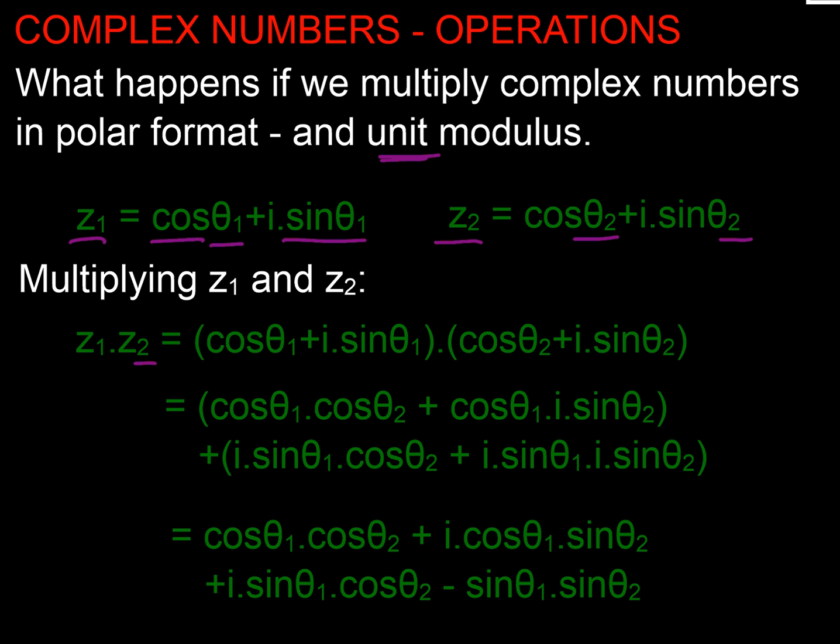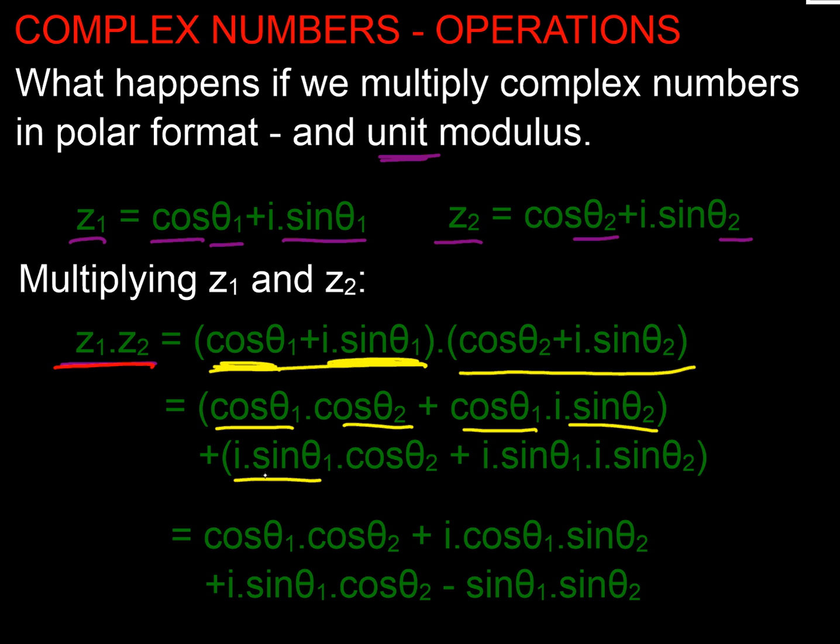Now, if we multiply these two complex numbers together, we end up with our two brackets: our first complex number times our second one. So we're going to have four terms. Starting with the term on the left, I get cos theta 1 times cos theta 2, then cos theta 1 times i sine theta 2. For my second term, I get i sine theta 1 times cos theta 2, and i sine theta 1 times i sine theta 2.